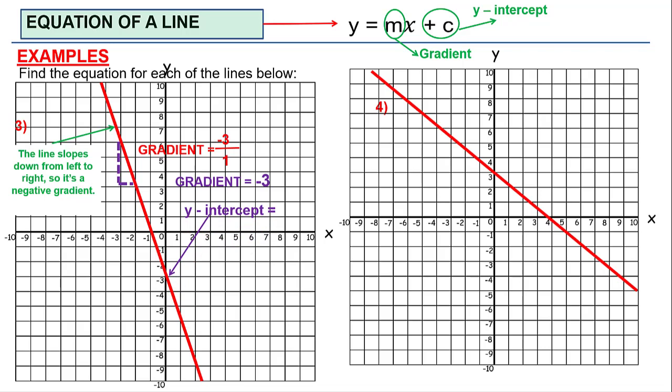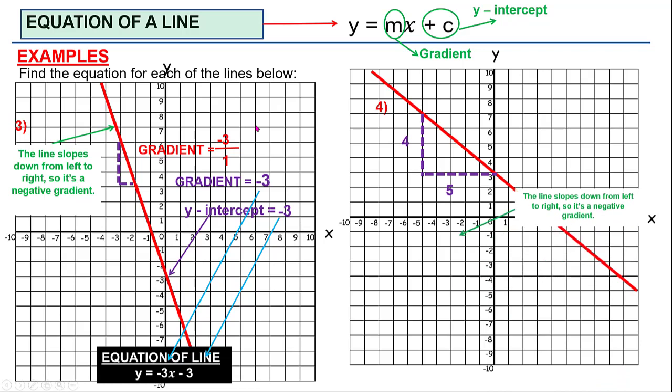The y-intercept, you should get that straight away. That's worth 1 mark out of 3 if you get the y-intercept. That's minus 3. Substitute those numbers into y equals mx plus c. So m here would be minus 3, and the c is minus 3. And there you can see it right there. Perfect.